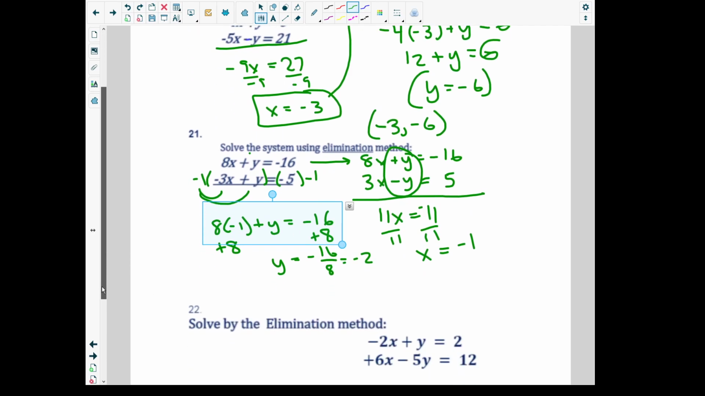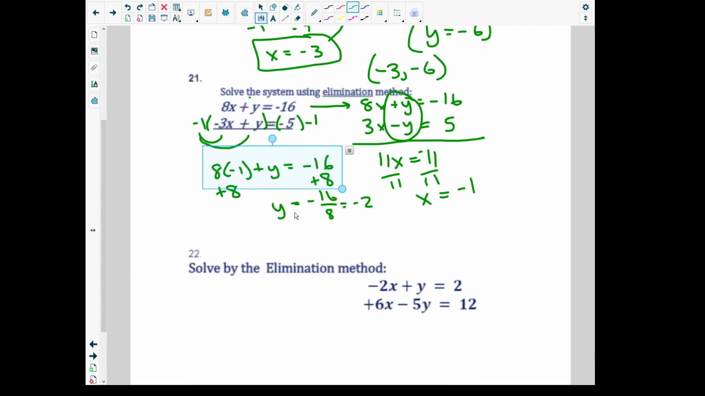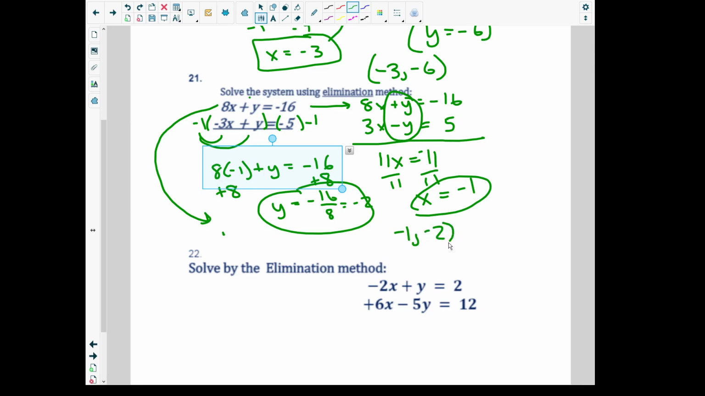Not done, because I got to find x. So I'm going to plug this back into the original up here. Oh, no, I'm sorry. We already did. We found x. I forgot. So y is negative 2. So the final answer is negative 1, negative 2. Put the x and y value in an ordered pair.